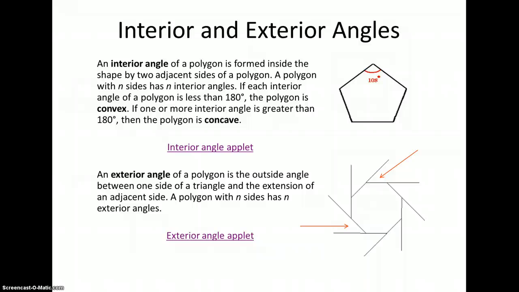In our picture to the right, we have an octagon. Notice it has 8 sides and 8 exterior angles, of which 2 I've shown with red arrows. Let's look at an exterior angle applet.